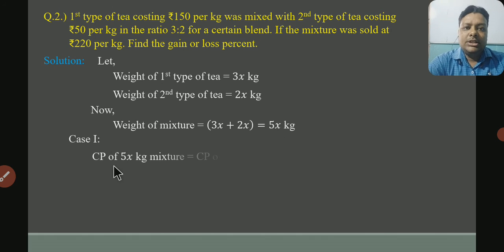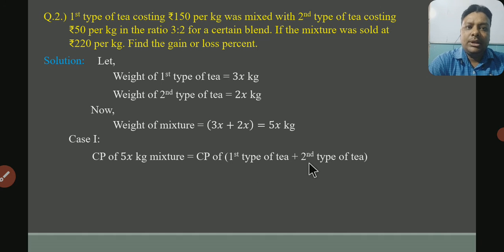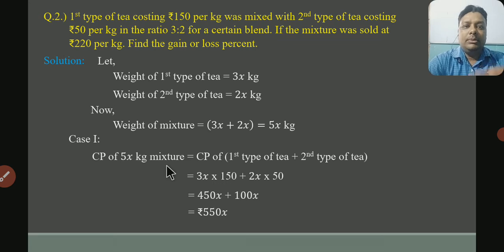Now case 1. CP of 5x kg mixture, what will it be? CP of first type of tea plus second type of tea. So what will be the CP of the first type of tea? It will be 3x into 150, and the second type of tea 2x into 50, because the first type of tea costing 150 is multiplied with 3x, and the second type of tea at rupees 50 is multiplied with 2x. So 3 into 150 is 450x and 50 into 2 is 100x. It means rupees 550x will be the cost price of the total mixture.